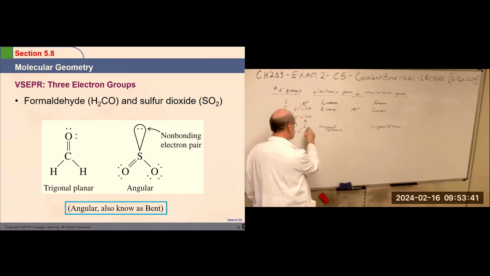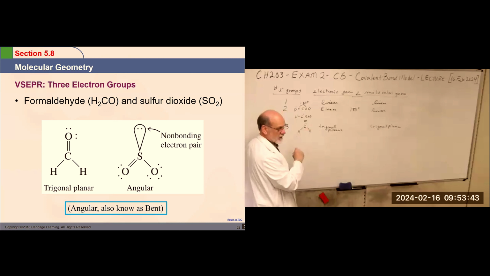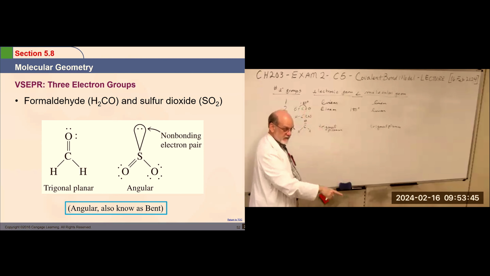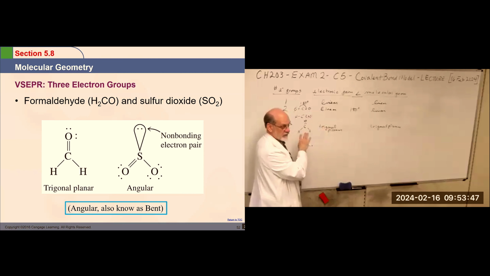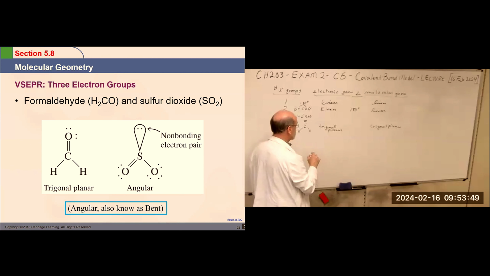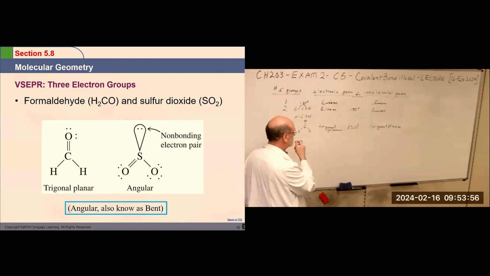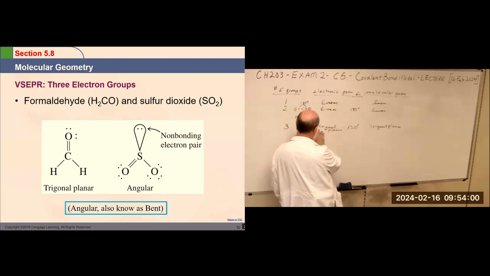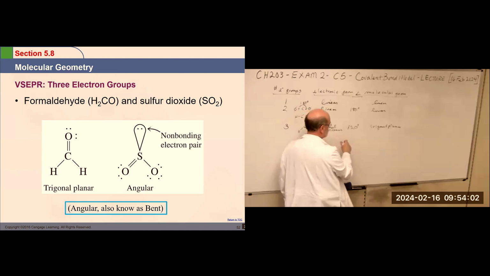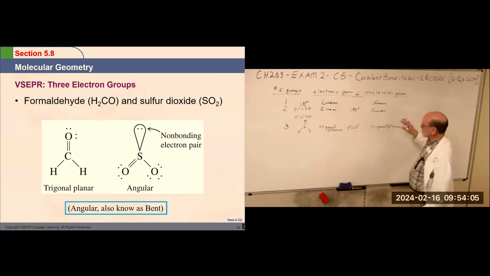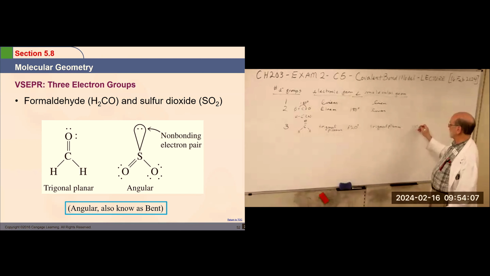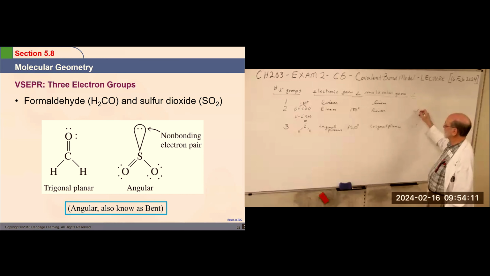What's the angle? What's this angle here? Well, you go 360, so divide it into thirds. 120 degrees is the bond angle. This is the angle for the groups, and since the molecular geometry is the same, it's also going to be 120 degrees. This would be 180 degrees.